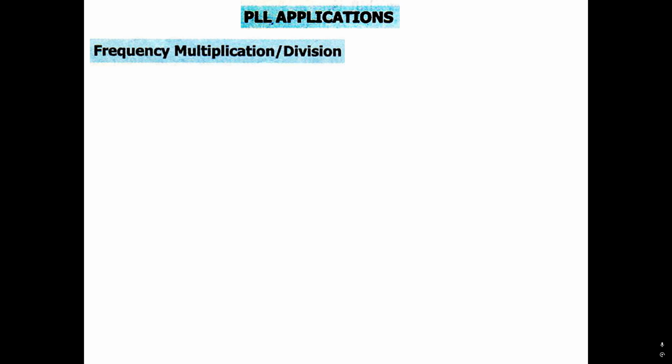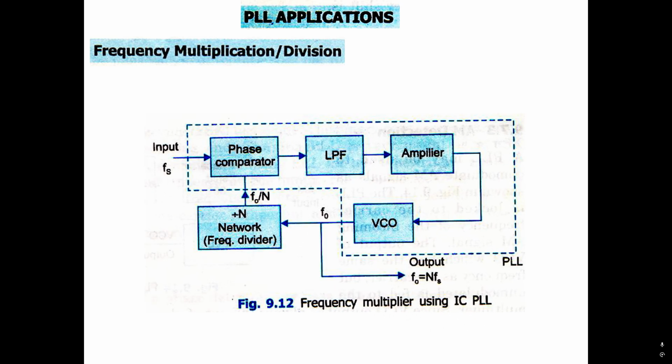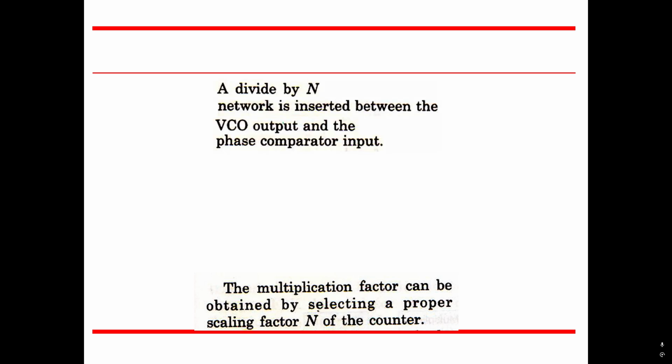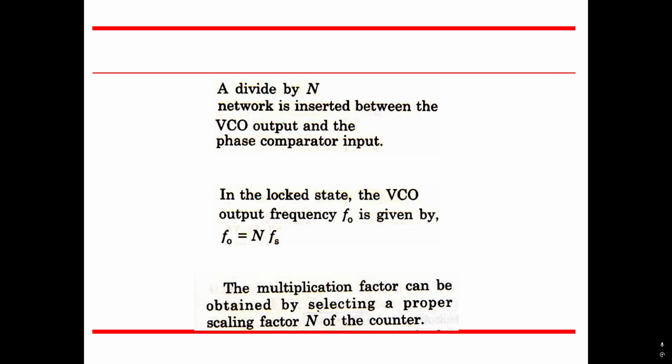First, frequency multiplication and division. So this is the frequency multiplier using the PLL IC. The multiplication factor can be obtained by selecting a proper scaling factor N of the counter. A divide by N network is inserted between the VCO output and the phase comparator input. In the locked state, the VCO output frequency F0 is given by F0 = N × Fs.